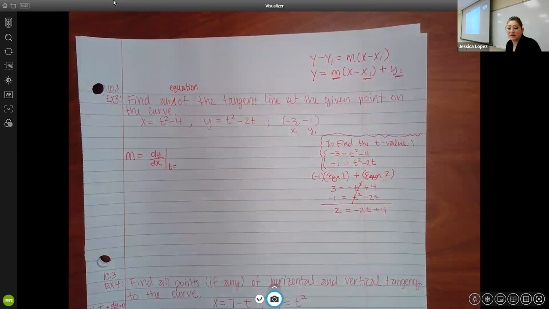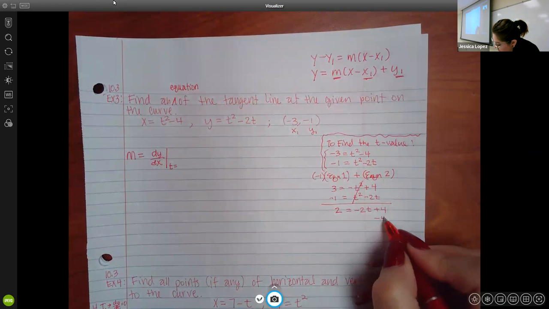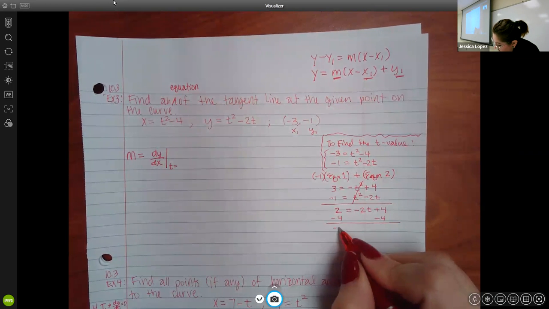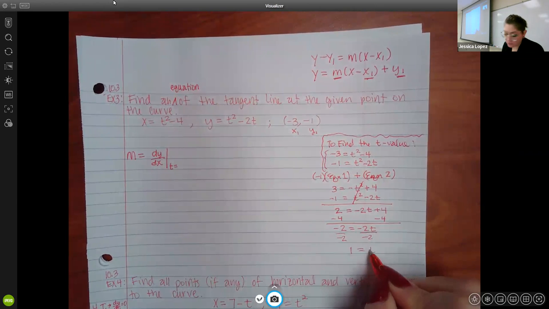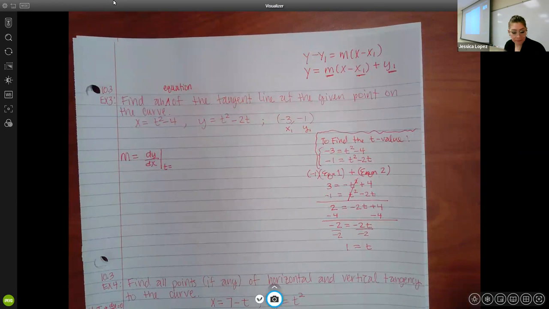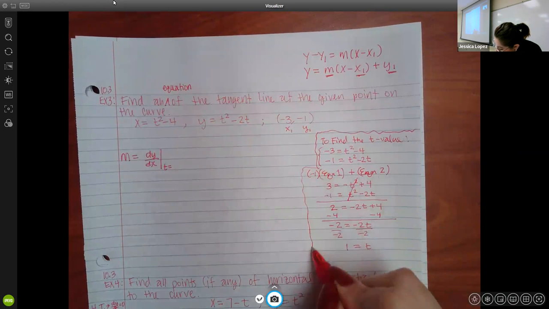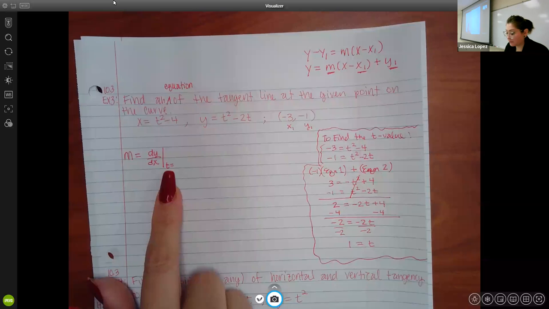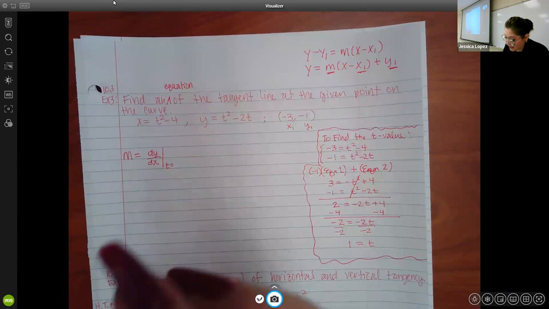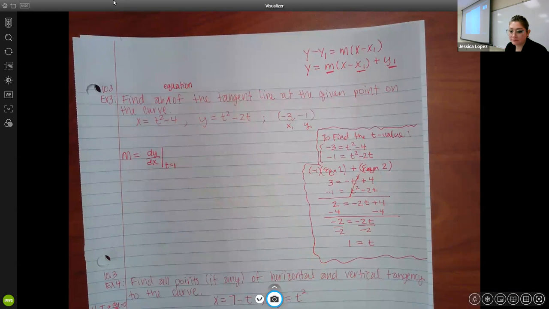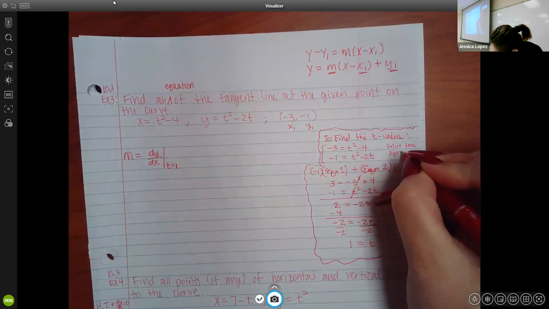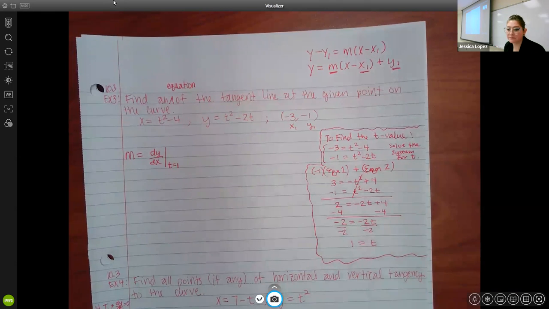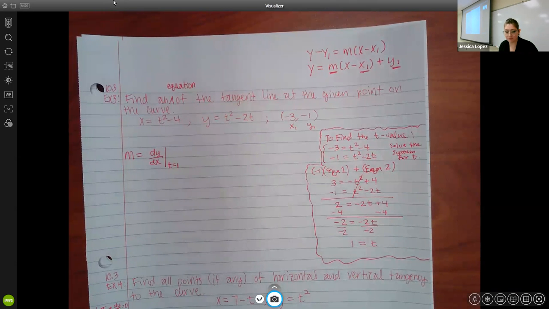But then that's just a linear equation that I can solve, right? So I'm going to minus 4, minus 4. I get negative 2 equal to negative 2t, divide by negative 2. And I get that 1 equals t. Okay, so now I know how to find my slope. I'm going to find dy dx and evaluate it at t equal to 1. I'm going to write a little note here: solve the system for t. So I'm doing it in this little bubble.